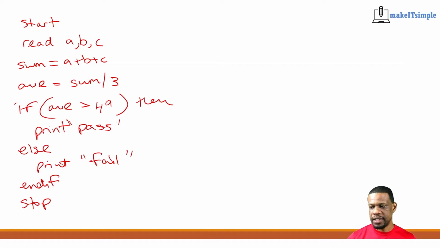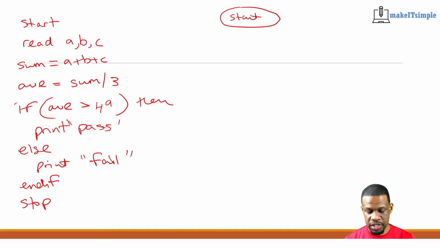Now we're going to translate this to a flowchart. So start is definitely going to be an oval. So we put the oval for start. I'm going to try to line up the symbols as close as possible to where the line is, right?